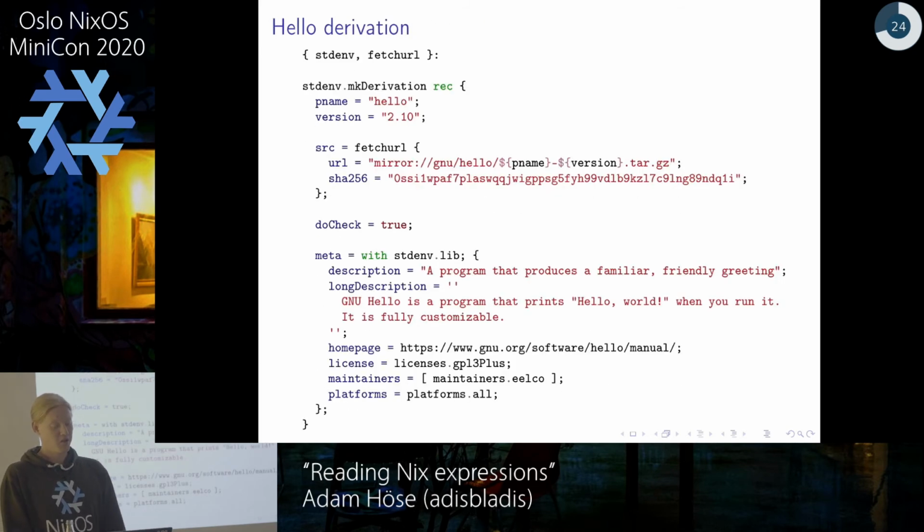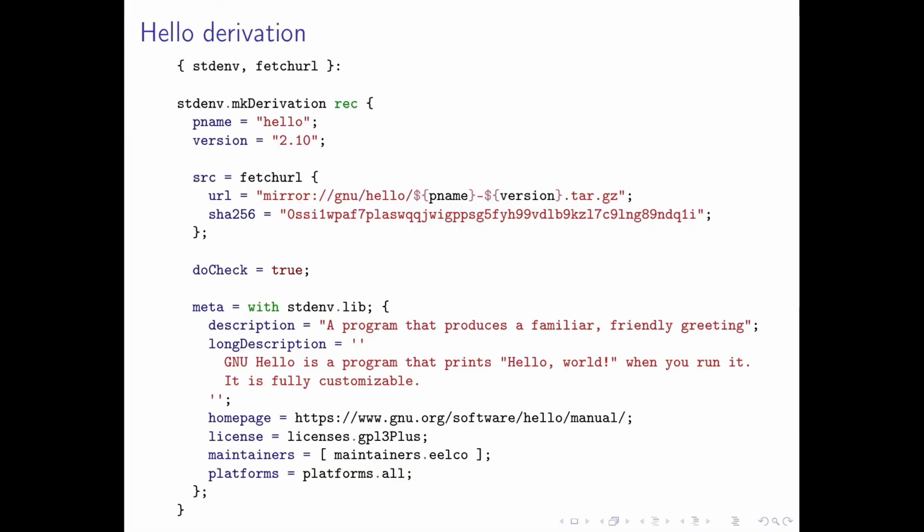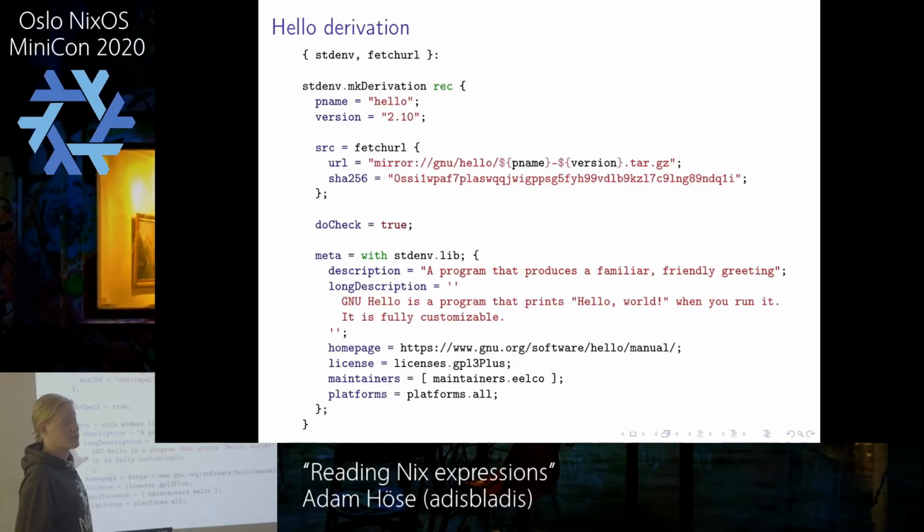Let's go on. So now we can get back to this derivation I showed you in the beginning and try to read this. So we now know what we have done up here. We have defined a function that takes the arguments stdenv and fetchurl. We then, from the attribute set stdenv, take the attribute mkDerivation, which is a function, and we pass that a recursive attribute set that contains these pname, version, src, doCheck, which means run tests. And we apply a bunch of metadata of the derivation, and this doesn't actually go into the hash calculation. So metadata of a derivation can change without the derivation needing to be rebuilt.